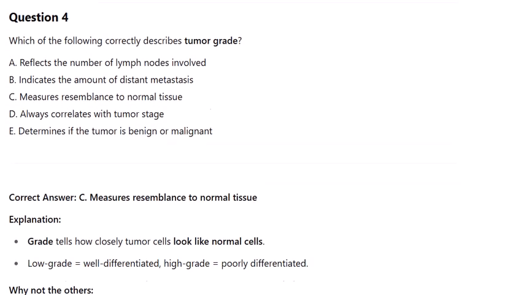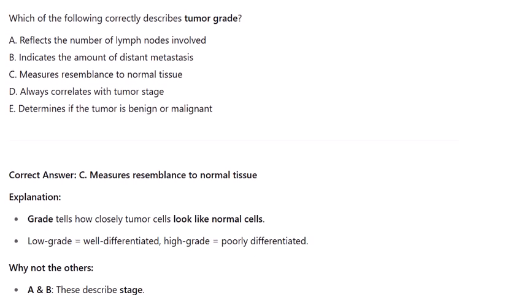Question 4. Which of the following correctly describes tumor grade? A. Reflects the number of lymph nodes involved. B. Indicates the amount of distant metastasis. C. Measures resemblance to normal tissue. D. Always correlates with tumor stage. E. Determines if the tumor is benign or malignant. Correct answer C, measures resemblance to normal tissue.